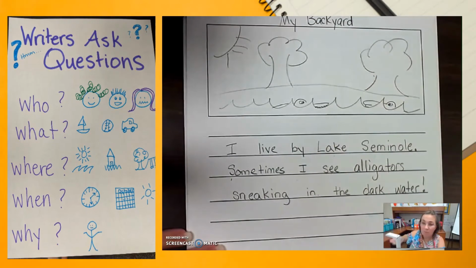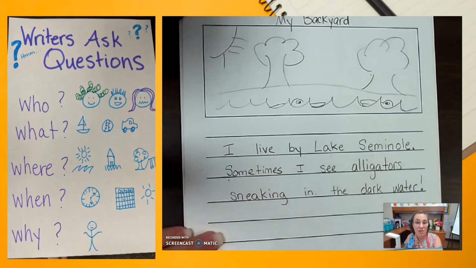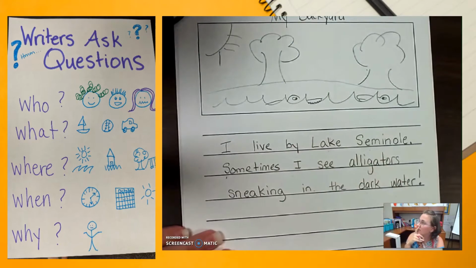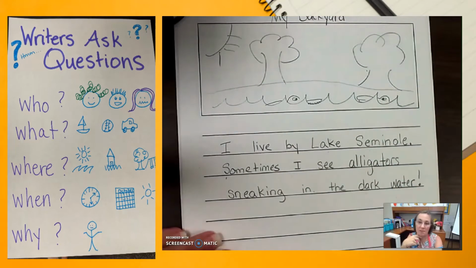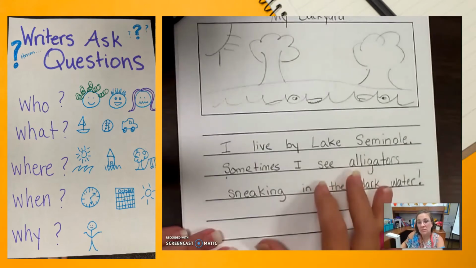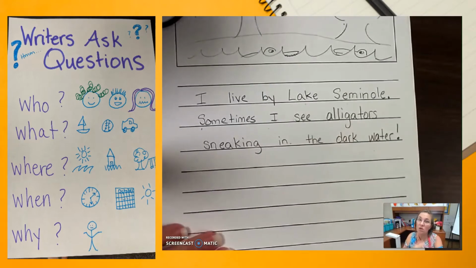Just like we talked about, I can ask these who, what, when, where, why, and how questions to think about what my readers might be wondering in their head and add it to my writing. So as I'm looking at these questions, I'm thinking maybe I could ask a when question. Because you don't see alligators all the time, so somebody might ask, when do you see the alligators? And I can add that detail to my writing. So when do I see alligators? I usually see them in the early morning or the late evening.